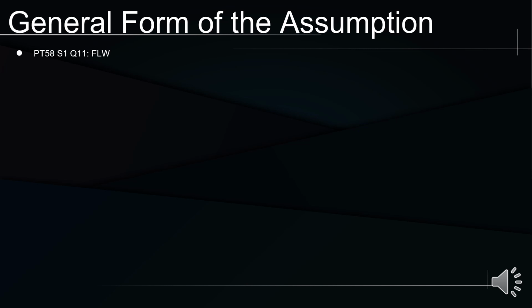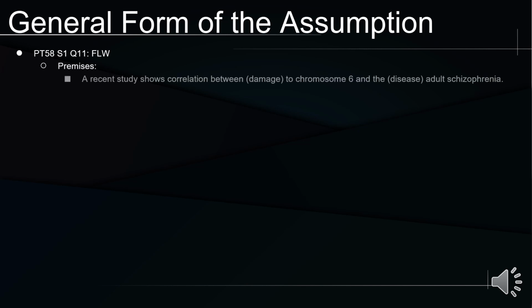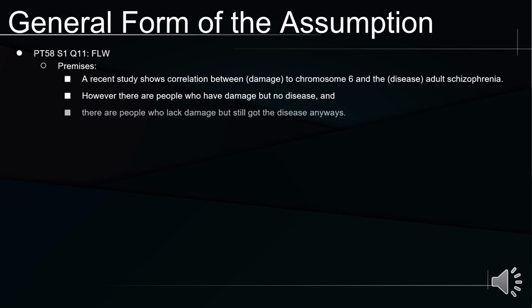Let's start with the premises, which are kind of confusing in their own right. The very first premise that we get is that a recent study shows some sort of correlation between damage to chromosome 6, which moving forward I will just truncate to the word damage, and the disease adult schizophrenia, which moving forward I will just truncate to the word disease. Problematically, though, there are people who have damage but no disease, and even worse, there are people who lack damage but still got the disease anyways. So this is kind of weird.